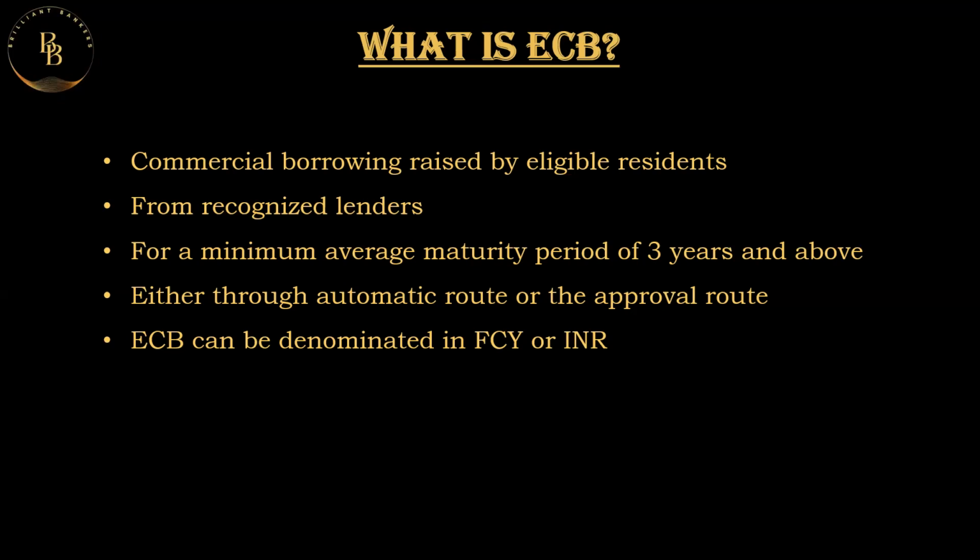ECBs can be raised in two ways: the automatic route or the approval route. In the automatic route, all details will be examined by the AD category 1 banks. In the approval route, the borrowers have to take RBI approval by routing the request through the AD category 1 banks. So AD category 1 banks are involved in both.